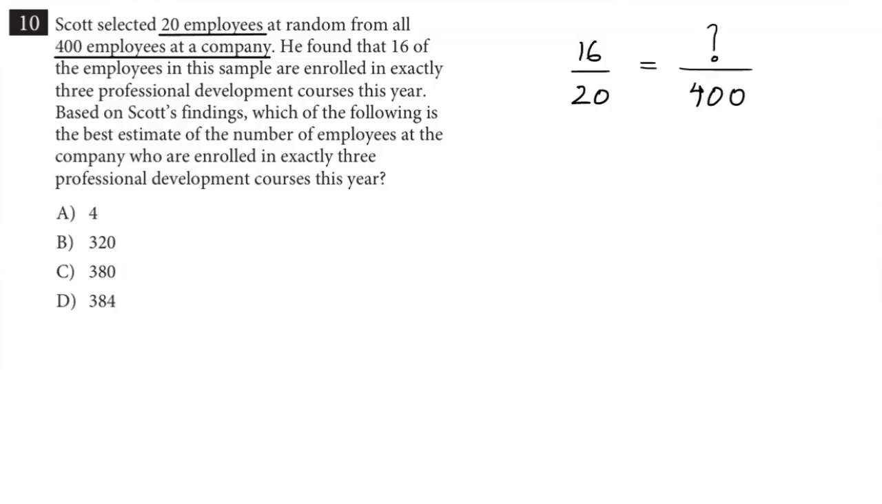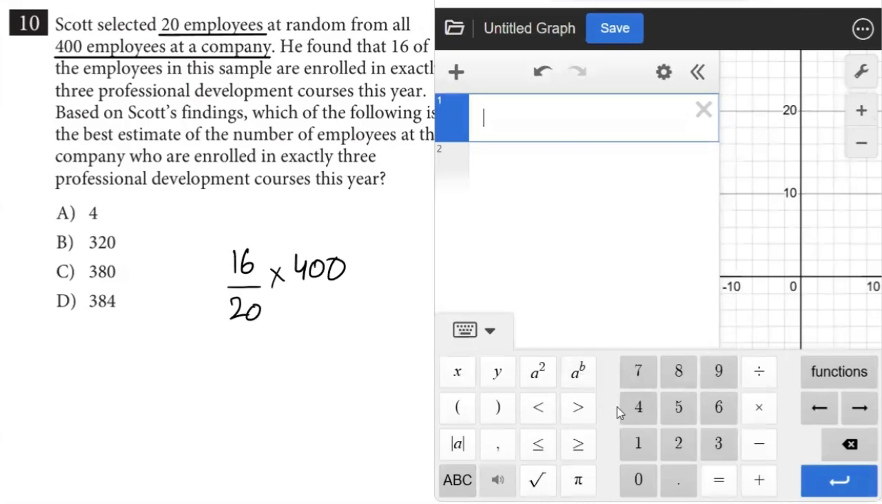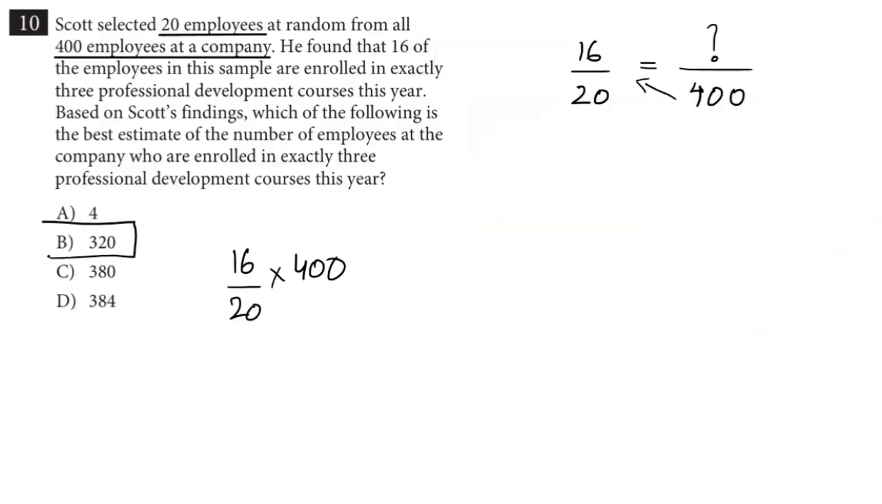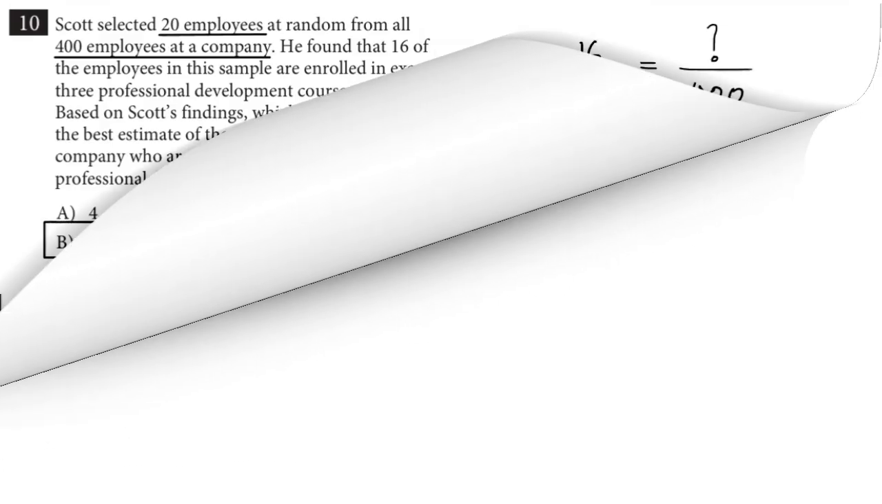You can do these proportion problems by equating ratios. So I just need to cross multiply: 16 over 20 times the 400. Instead of using manual calculations, I can use Desmos for this one. So I can do 16 times 400. That's 6,400. Now I can divide 6,400 by 20. That's 320. So B is the correct answer.